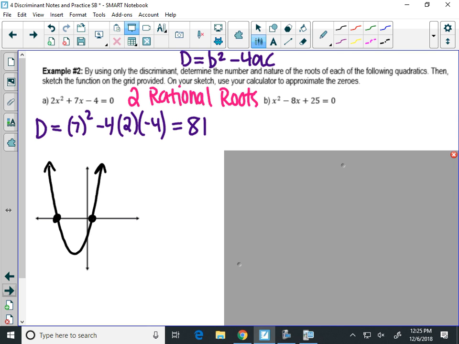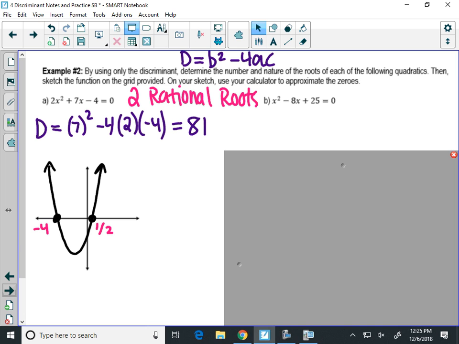These two rational roots happen to be at negative 4 and positive 1/2. Just trying to save us some time today. You can practice with your calculator on your own in a little bit. The rational roots cross through the x-axis at whole numbers or fractions. So now let's look at these.